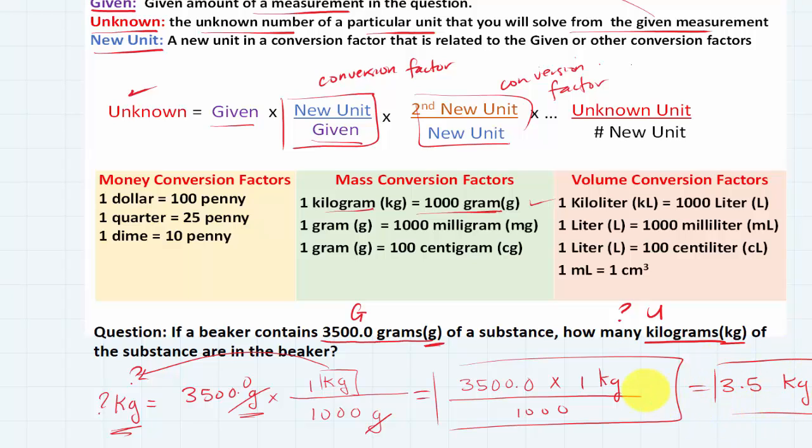So notice how we always start from our given and try to use a conversion factor that has the given unit, and best if it has the unit of the given as well as the unit of the unknown.